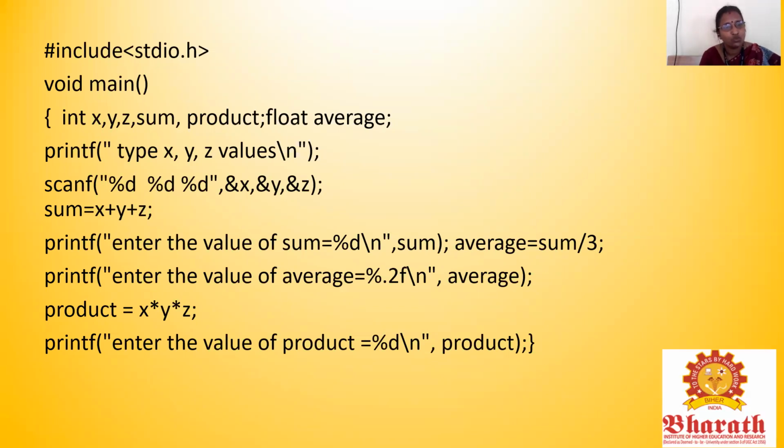Then product is x into y into z. So print the product on the screen. So product value is to be printed on the screen. So all these are calculated since we have drawn the flowchart as well as we have written the pseudocode. So writing a program is very easy for us to understand. We can easily understand line by line, because already we constructed the equivalent flowchart as well as the equivalent pseudocode.